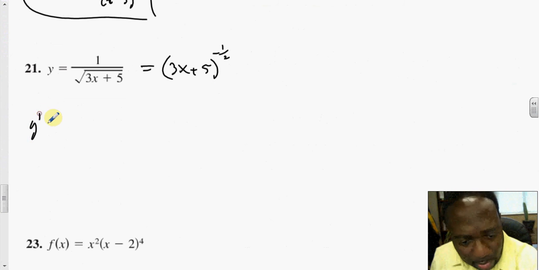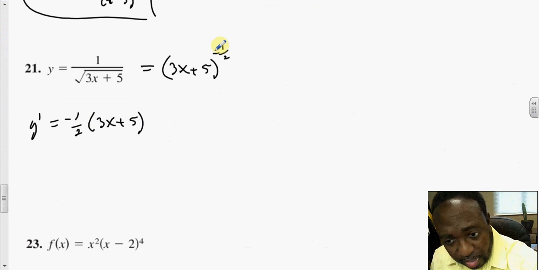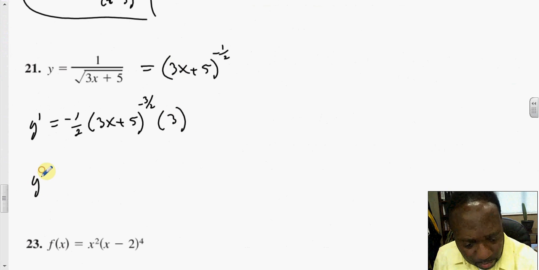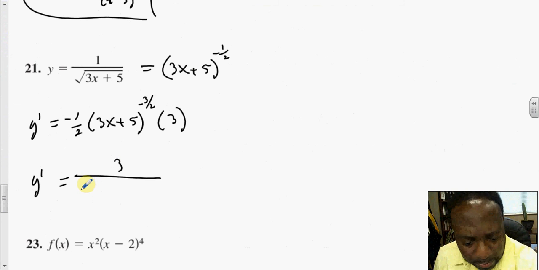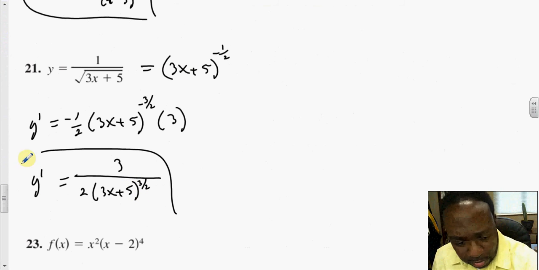So here, y prime is negative 1/2 times 3x plus 5 to the negative 1/2 minus 1. This is negative 3/2 power times the derivative of the inside. The derivative of 3x plus 5 is just 3. So y prime is 3 all over 2 times 3x plus 5 to the 3/2 power.